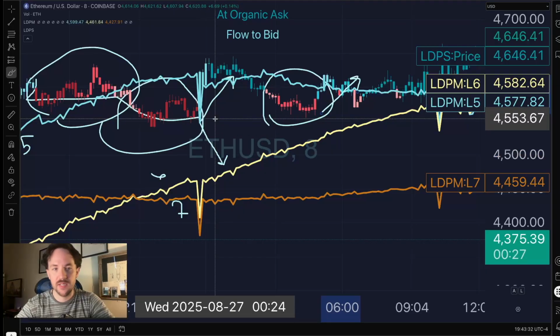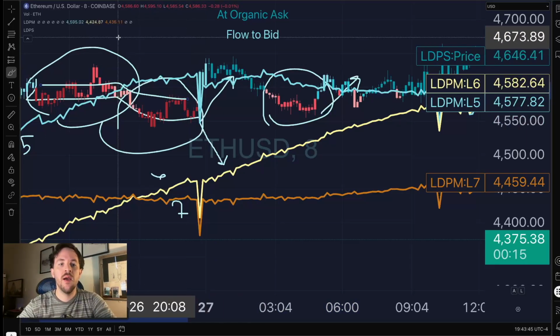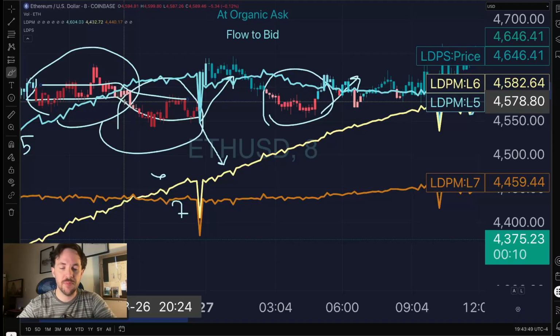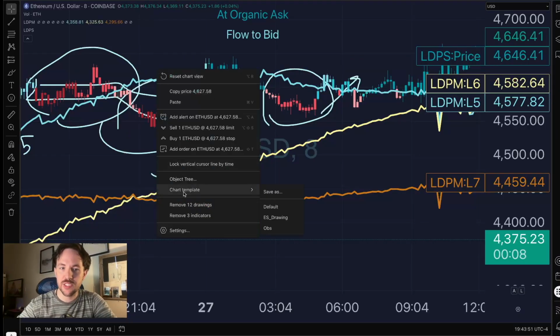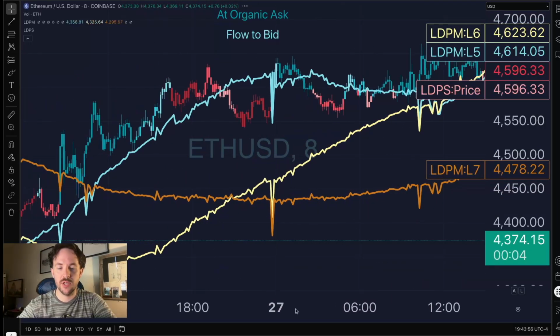So maybe someone's coming in, maybe someone's profit taking, and so they're not really there to influence or move the market per se, but maybe they're just trying to rapidly exit a position. And so in the moment, it is producing these bearish prints. But overall, when we compare the relationship between LDPM and LDPS, we see that it doesn't have the hallmarks of something that's going to withstand the test of time.